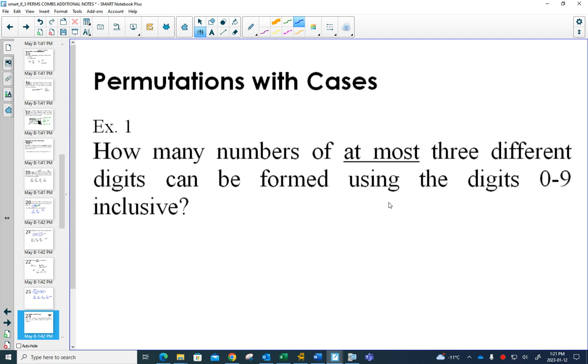So this is an example of a cases question because this one says, at most 3 different digits. How many numbers of at most 3 different digits can be formed using the digits 0 to 9? I'm going to add here, we're going to deal with this as if no repetition. Sometimes a textbook or workbook will say if they're giving you a list of digits, that means you can't use more than what you have been given. So you'd only be able to use the number 9 once, the number 8 once.